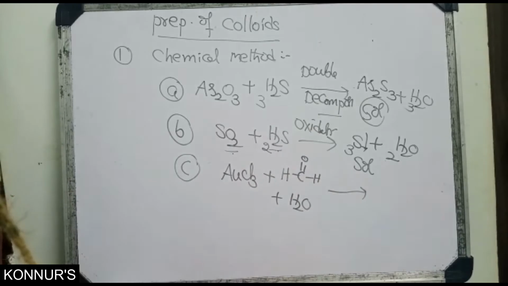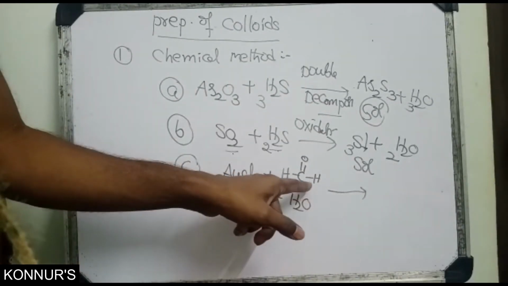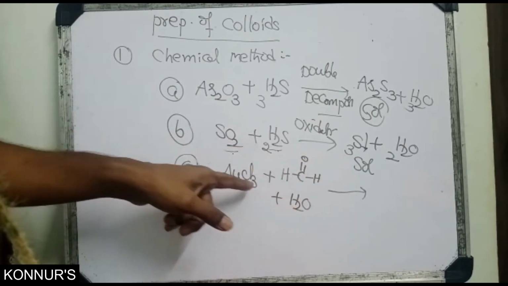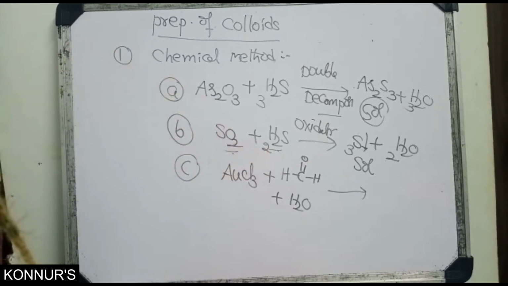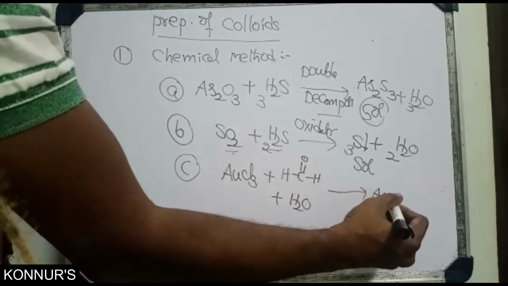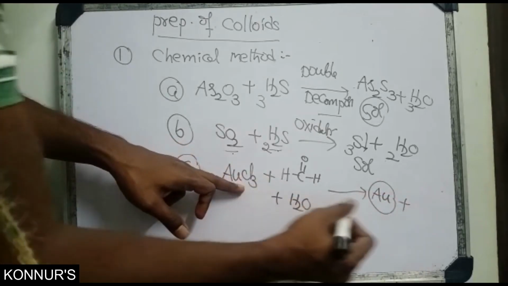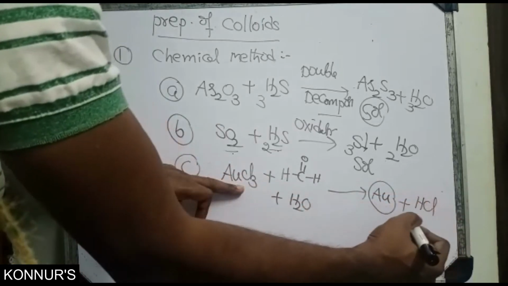So we are heated. So then what happens? The oxygen is going to here. That means the aldehyde becomes an acid. Hydrogen is removing the chlorine. So what are you getting? Gold sol. The gold is dissolved in water. Here chlorine is eliminated as HCl.